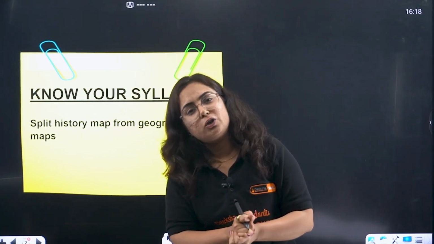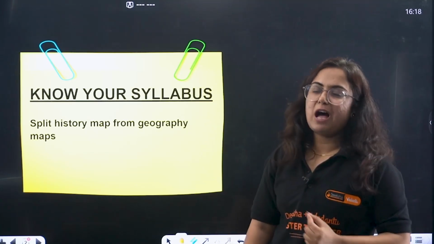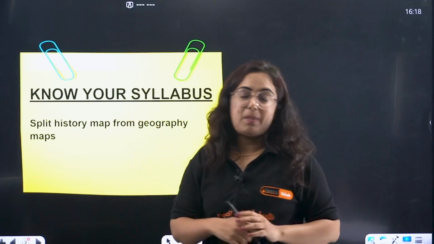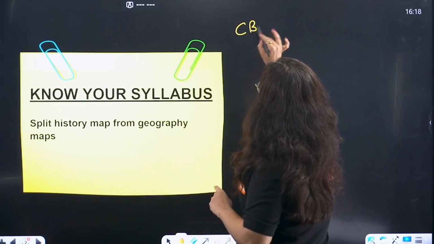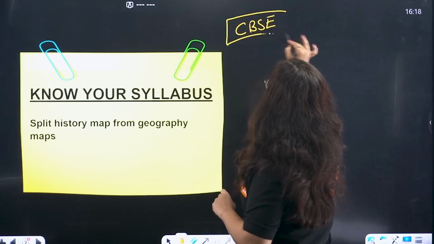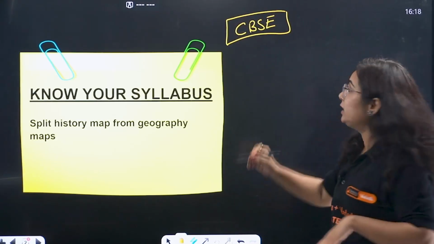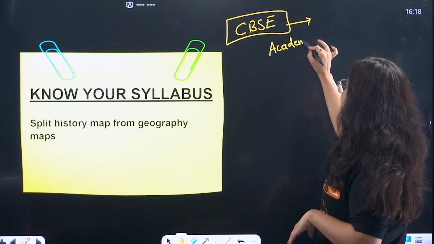From where are you going to know your syllabus, my dear students? See, some effort you also have to put in. I already made a video on the syllabus for class 10th map work, but still I am telling you: in the website of CBSE, write CBSE on Google. The first website you get is the official website of CBSE. There you will find the academic curriculum section.